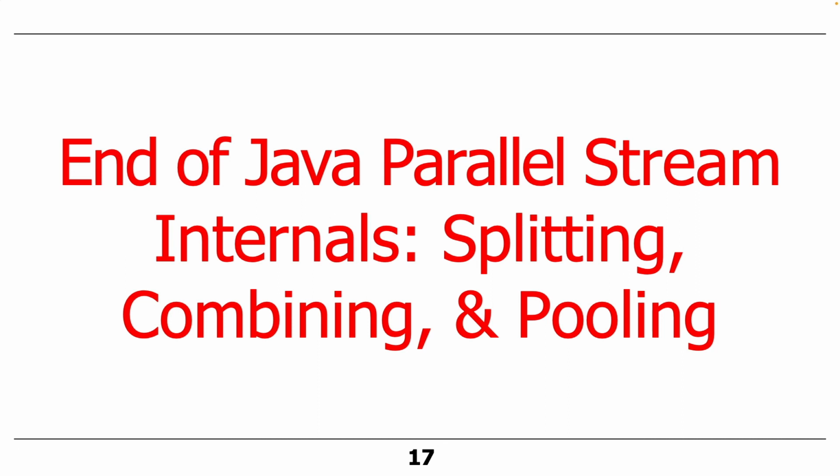So that was the end of the quick overview of splitting, combining, and pooling. The key thing I want you to be aware of here is that lots of stuff comes out of the box, but you can control certain aspects, which could be very important when you're trying to optimize your programs.